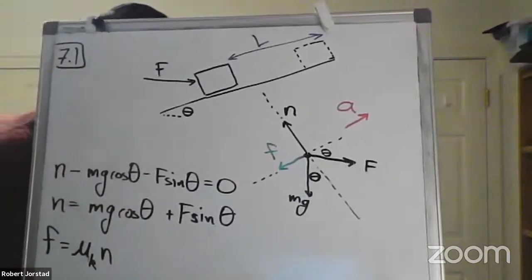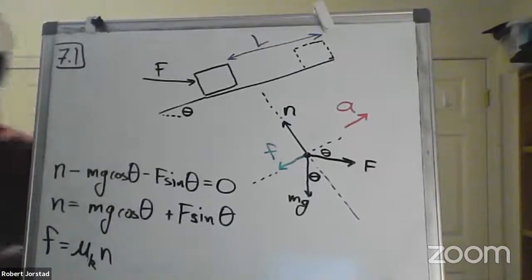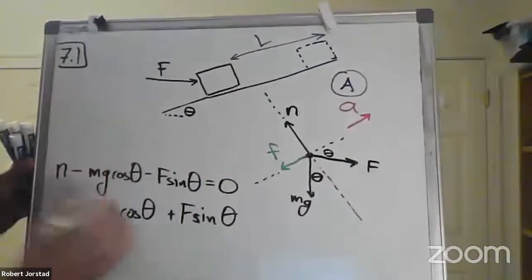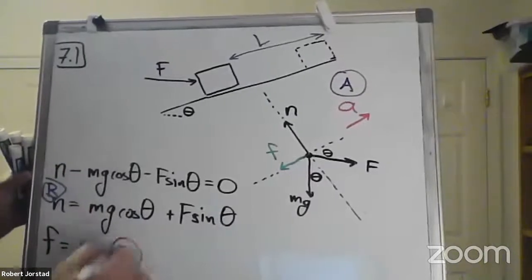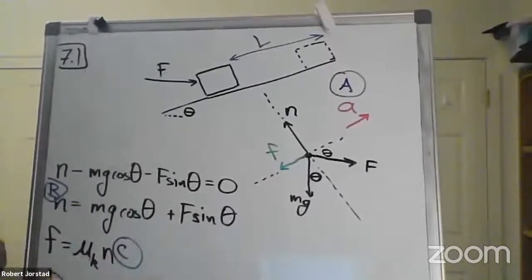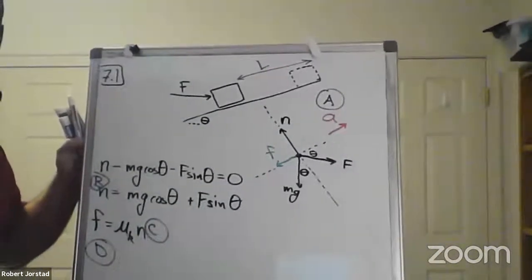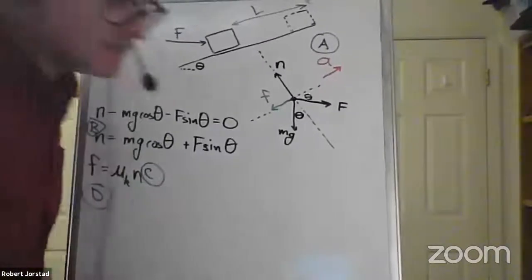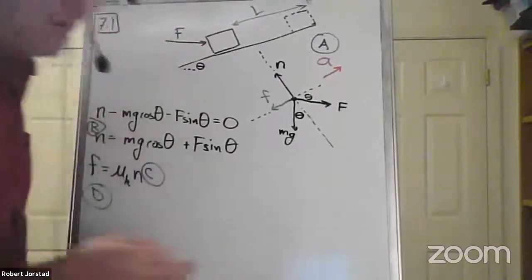I'm going to read the next part. Part D. So maybe I'll label these just in case somebody's following along. This was the answer to part A. This was the answer to part B. This was the answer to part C. So now we're up to part D. And let me scoot back a bit and do this. Part D says, determine the work done by the force F.